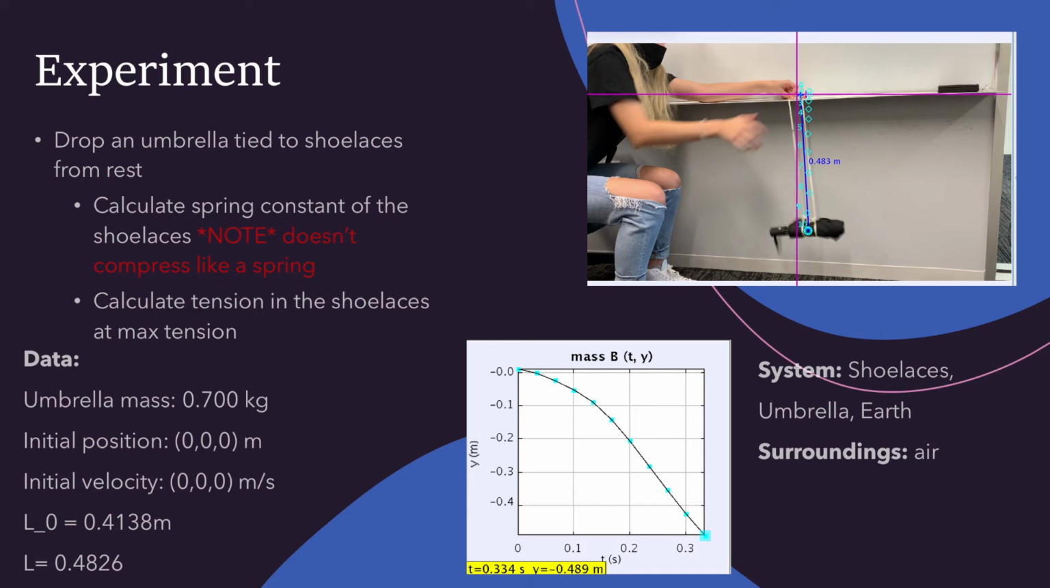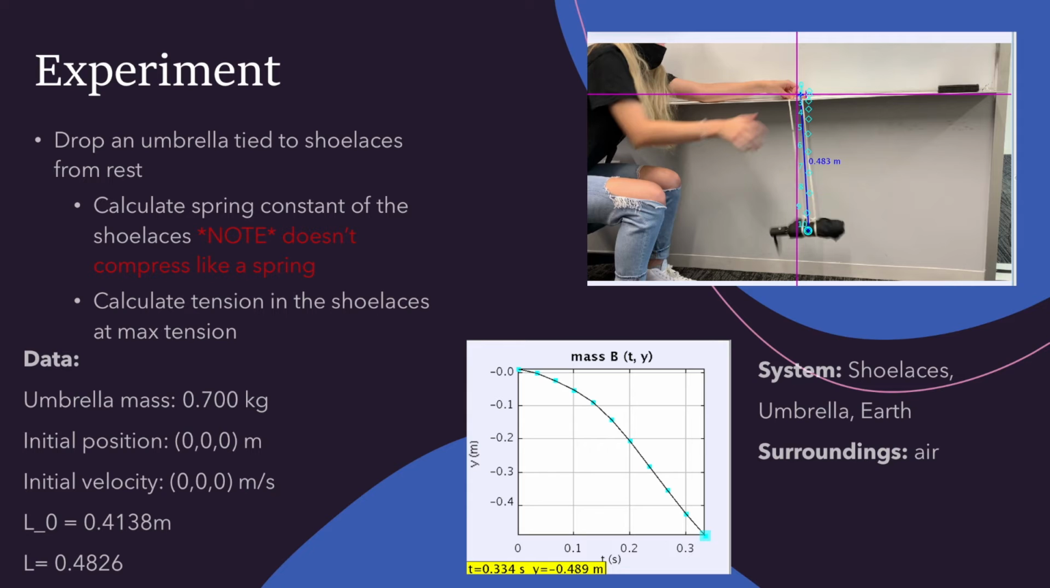I also estimated the mass of the object to be around 0.7 kilograms by doing various internet searches, but it is likely not extremely accurate. Tracker analyzed the point mass of the system from rest to the bottom of the drop, and here is the graph of the results, where the final position lies around 0.489 meters downwards.